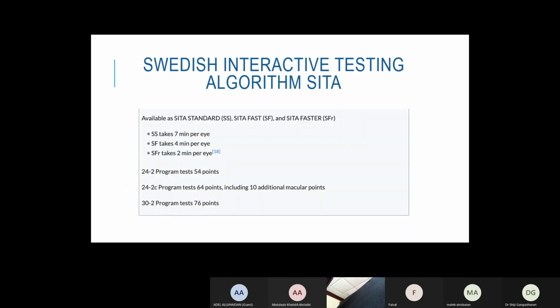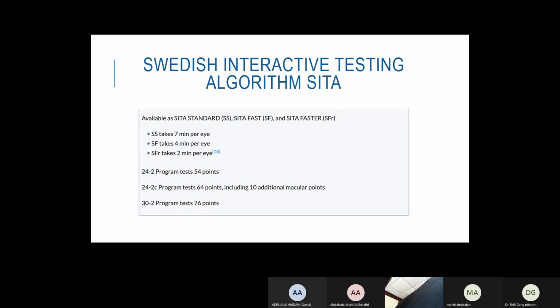We have 3 types of SITA. We have SITA standard, SITA fast, and SITA faster. The SITA standard is usually 7 minutes per eye, and the SITA fast is 4 minutes per eye. We can use it in 24-2 and 30-2.